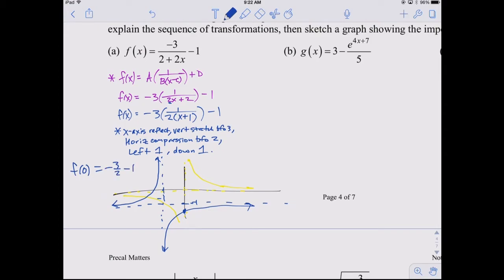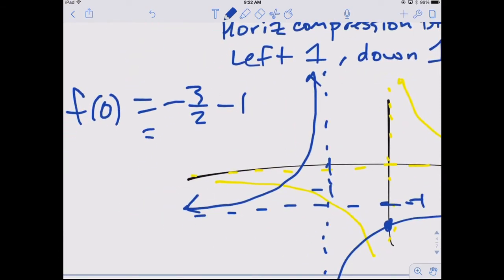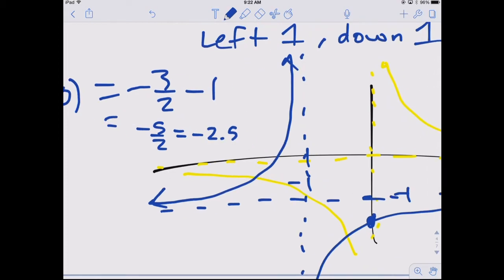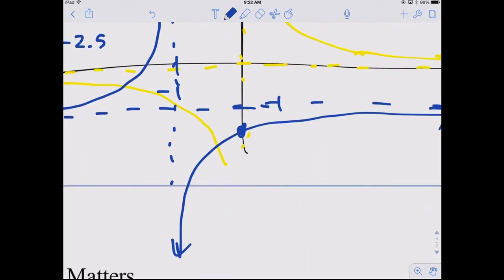-3/2 minus 1, that's something that we can simplify, right? What is that? -5/2, or you can call it what? 3/2 is 1.5, so -1.5 minus another 1 is -2.5. If it's a terminating decimal, I don't care if you use decimals, but I'll use fractions most of the time. Is that reasonable based upon my graph? Yeah, totally.